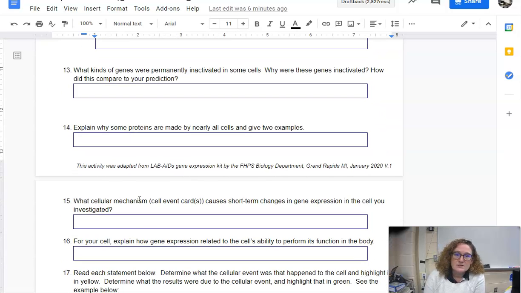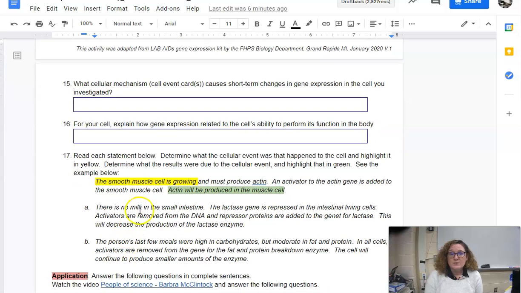So you'll answer the rest of these questions, kind of thinking about the cell mechanisms, which were the event cards that caused the different short-term changes. And so thinking about what were some of the things that you read, what were some of the things that happened in your cell. And then there's a couple of examples down here that you may or may not have read about.